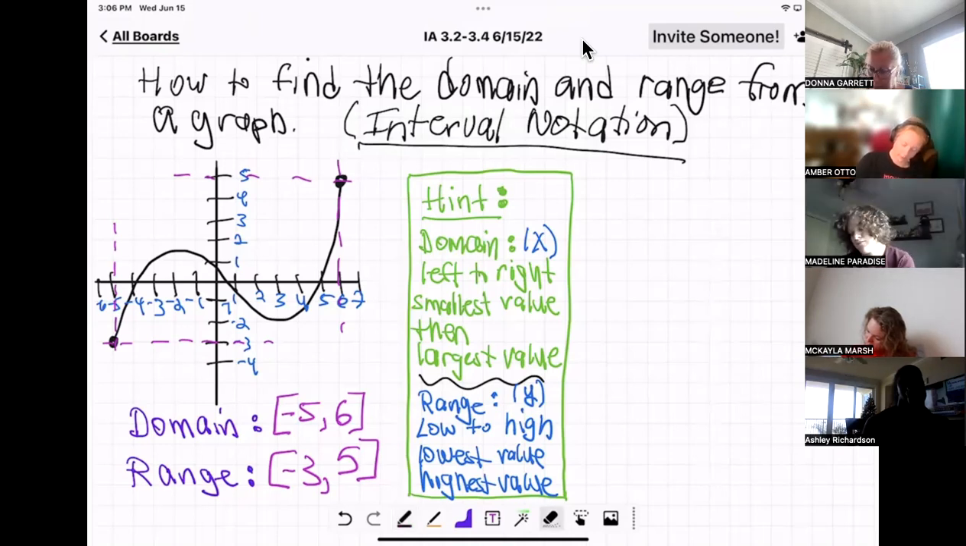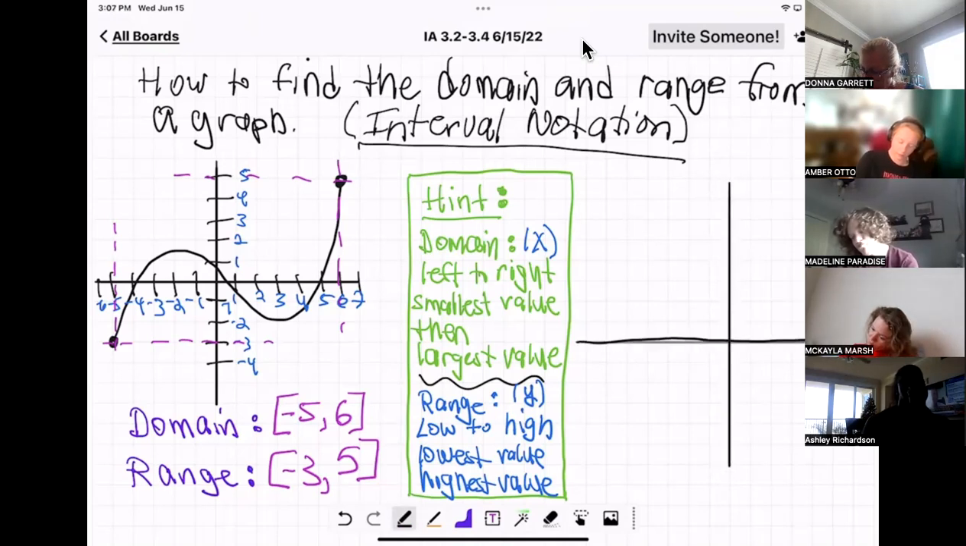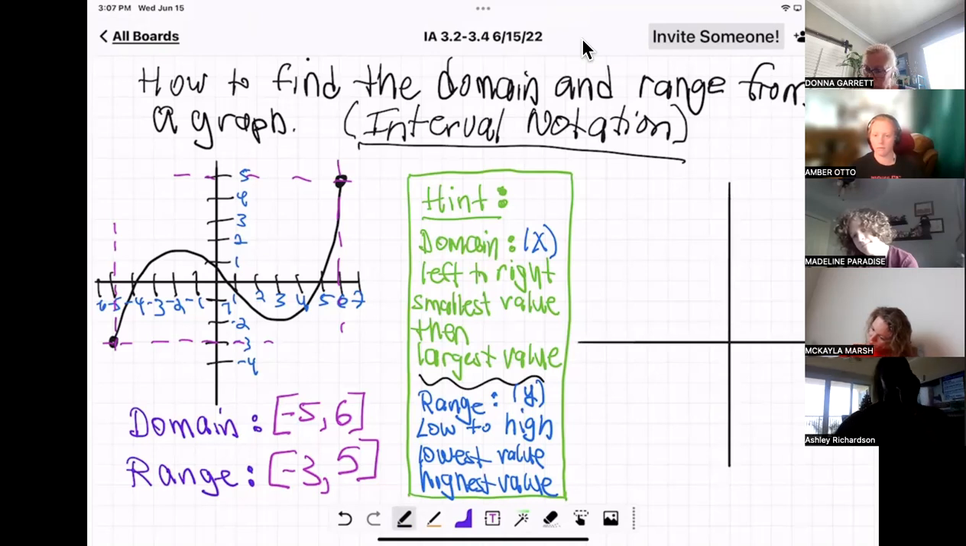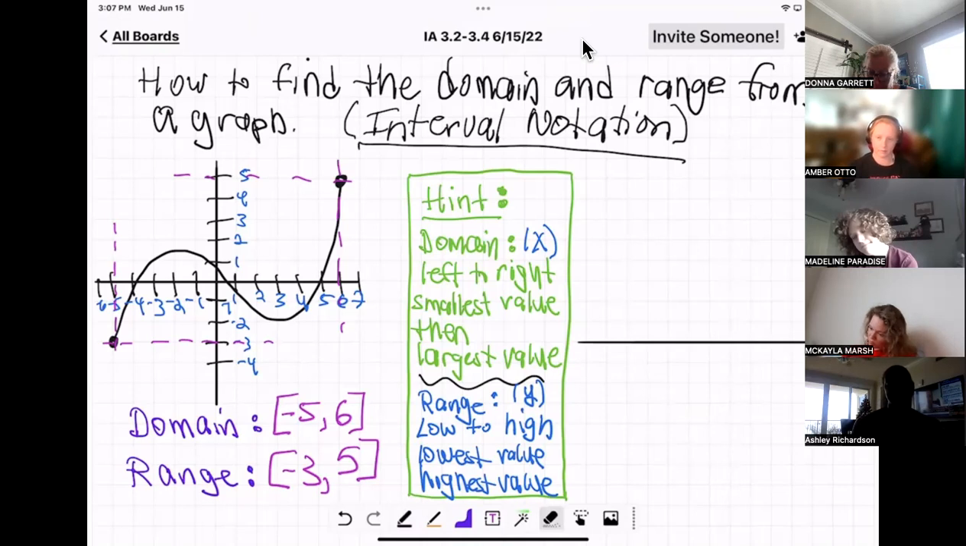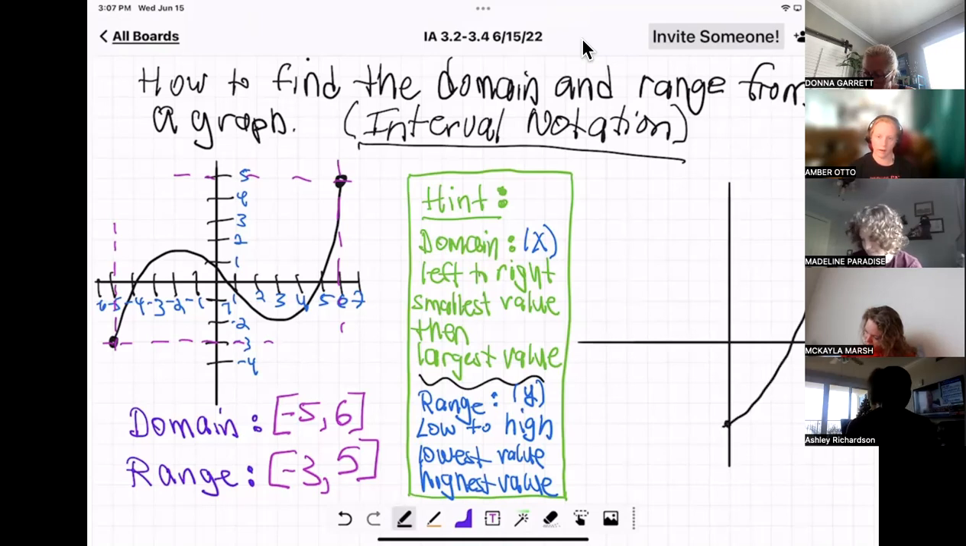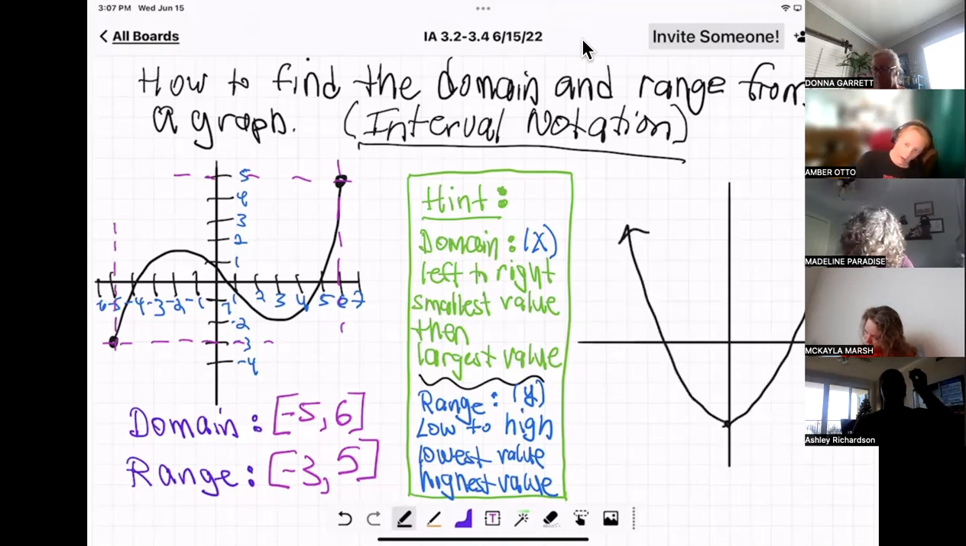Whoops, that didn't work out. Let's look at a parabola.